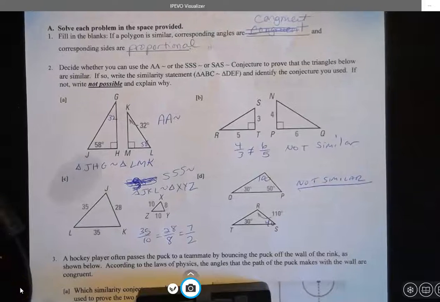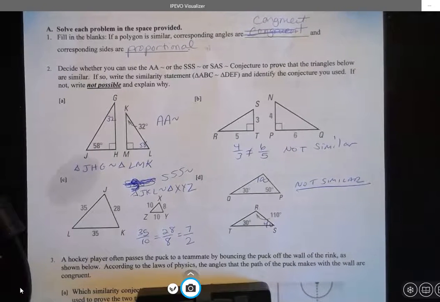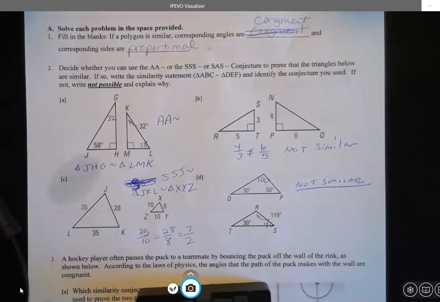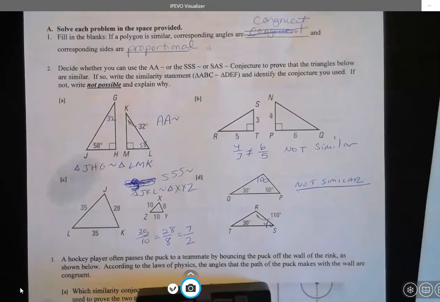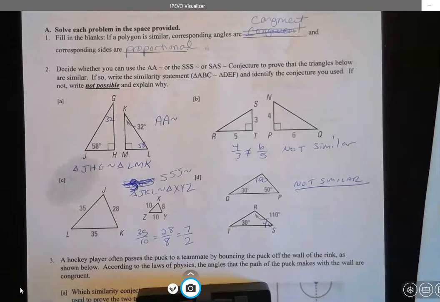Hi guys, before you do your test, I wanted to make sure you got to see the solutions to yesterday's homework, the practice test. So 1, if polygons are similar, corresponding angles are congruent and corresponding sides are proportional. That's the definition.